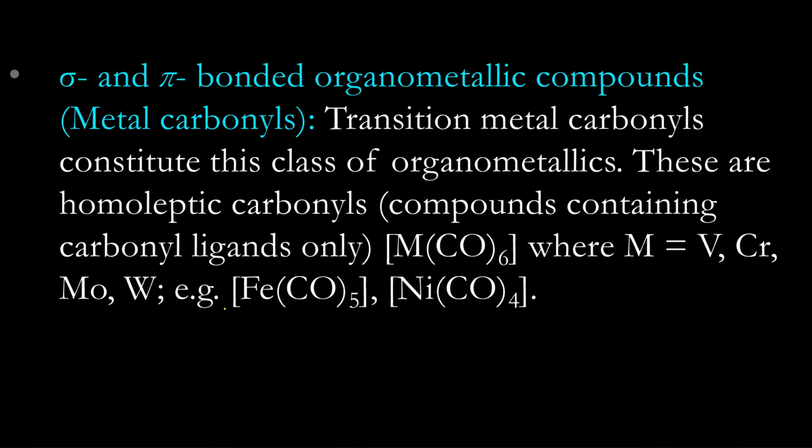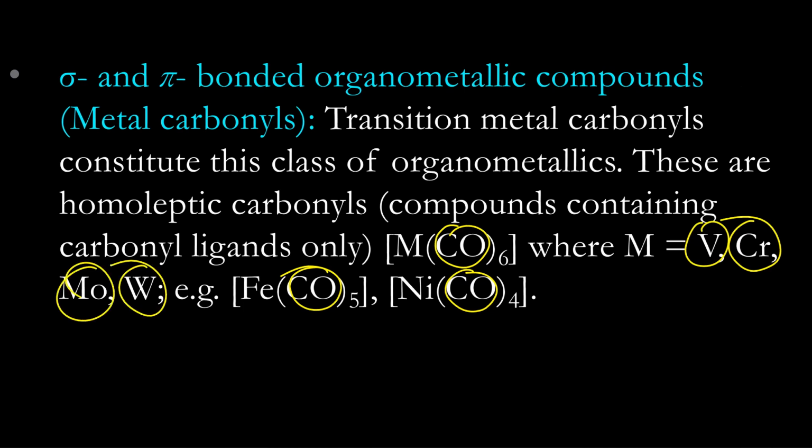Then pi and sigma bonded organometallic compounds, metal carbonyls. So here specifically I am talking about metal carbonyls. The ligand is CO. Mainly these are formed by vanadium, chromium, molybdenum, tungsten.